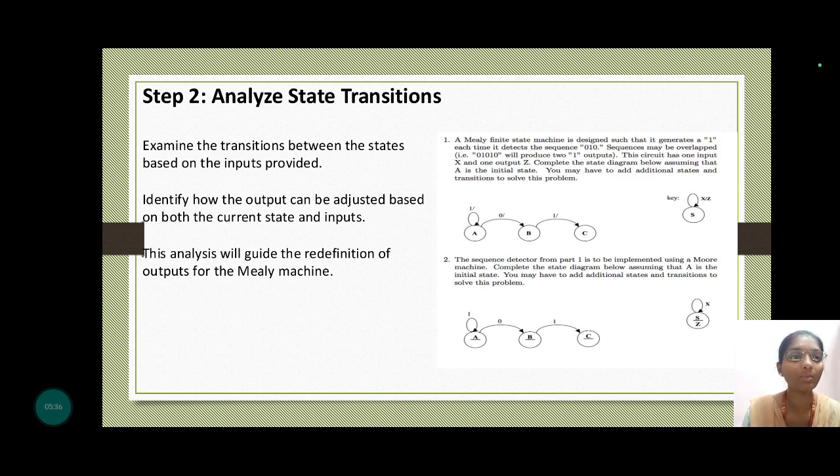And the second example is that the sequence detector from part 1 is to be implemented using a Moore machine. Complete the state diagram below assuming that A is the initial state. You may have to add additional states and transitions to solve the problem.